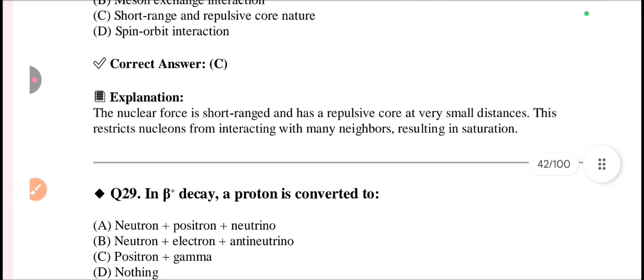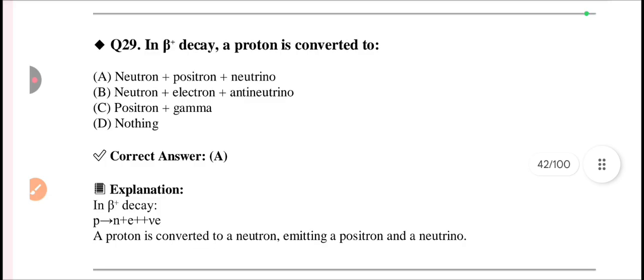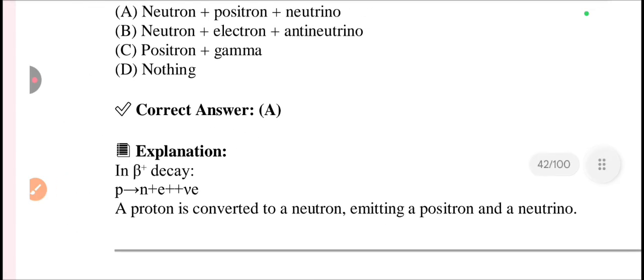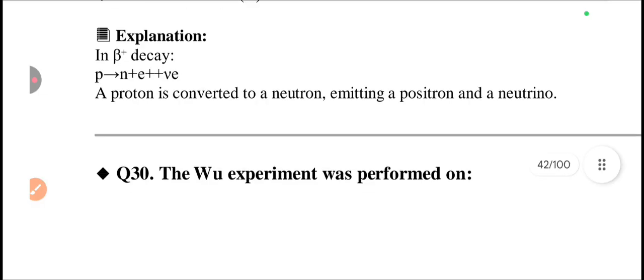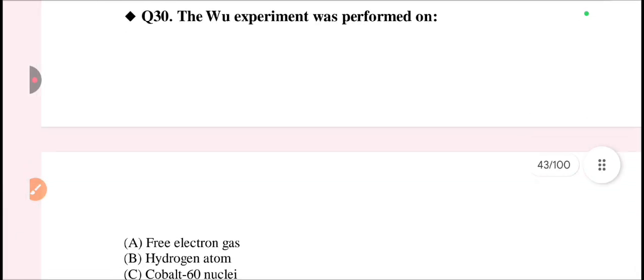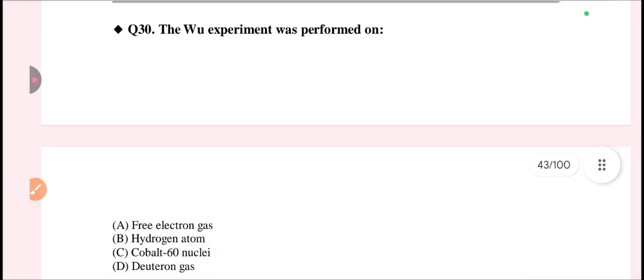In beta plus decay, a proton is converted to neutron plus positron plus neutrino. Here is e plus positron and nu e neutrino. Wu experiment was performed on cobalt-60 nuclei.